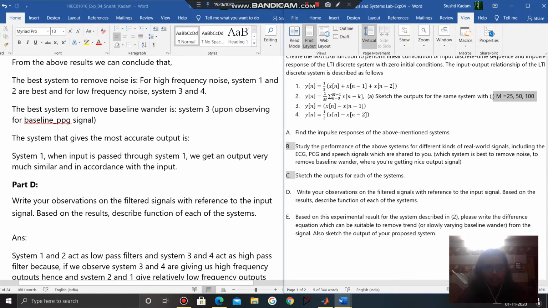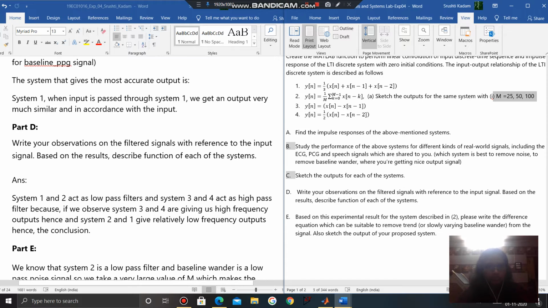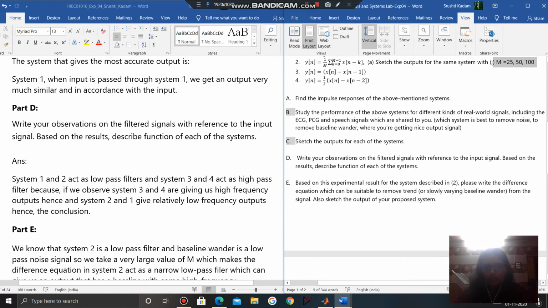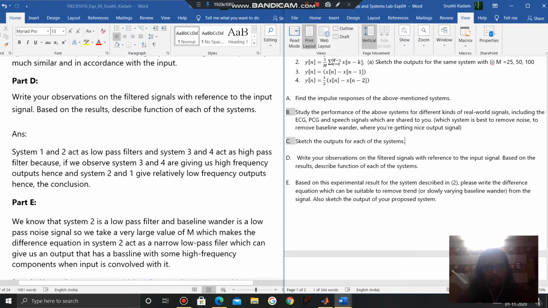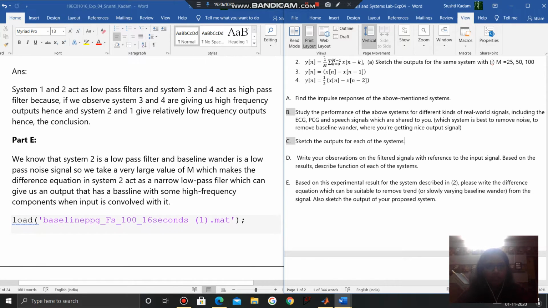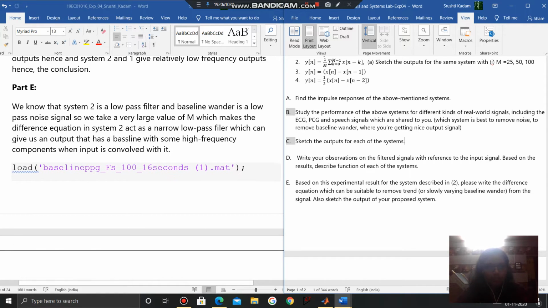And the system that gives the most accurate output, that is, when you give an input signal, your output should look similar to your input signal, right? That is happening when we use system 1. Part C was to sketch the output of each system we completed. Part B is writing the observations. Upon passing these signals through these systems, we observe that system 1 and 2 act as low pass filters and system 3 and 4 act as high pass filters. That is what we saw previously, that system 3 and 4 were giving us output that had very drastic changes, so you can say that they were high frequency outputs.